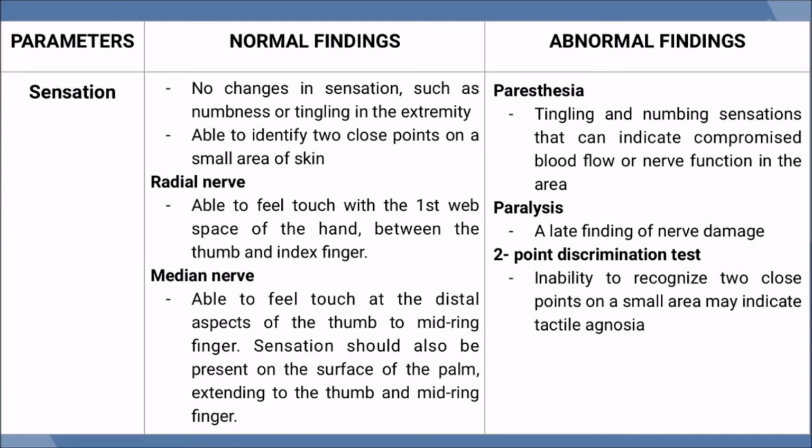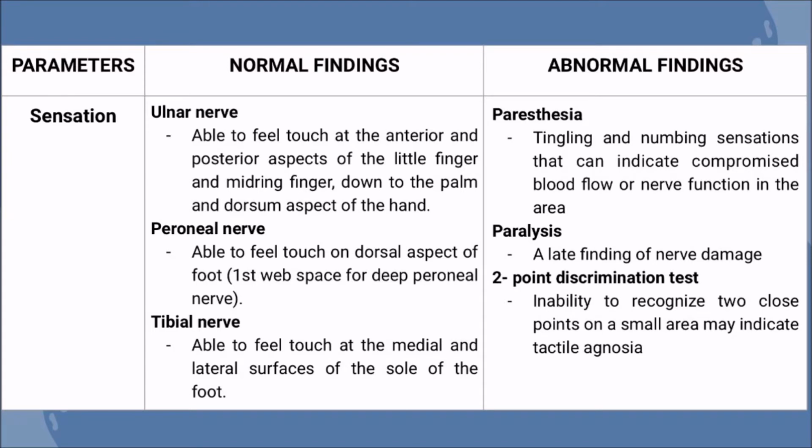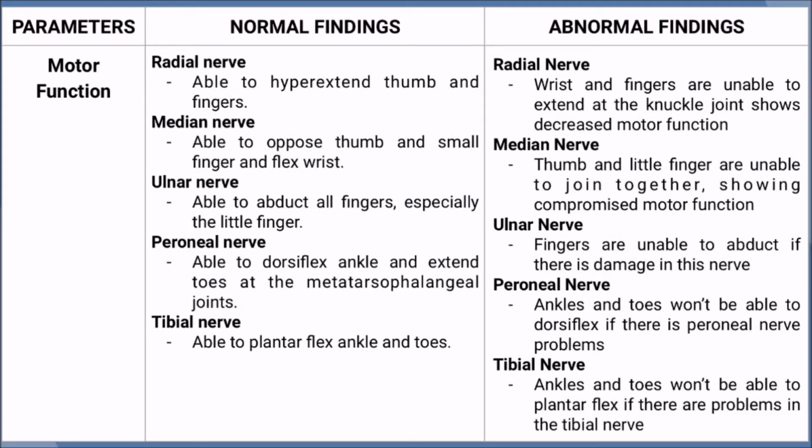For the second parameter, which is sensation, the client reports no changes in sensation such as numbness or tingling in the extremity. The client is also able to identify two close points on a small area of skin during a 2-point discrimination test. The radial nerve, median nerve, ulnar nerve, peroneal nerve, and tibial nerve have normal findings as reported earlier. Motor function: still, normal findings are the same as stated earlier in the report.